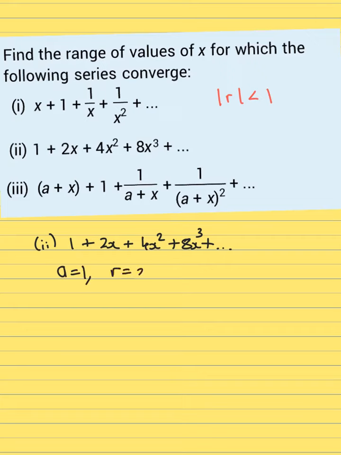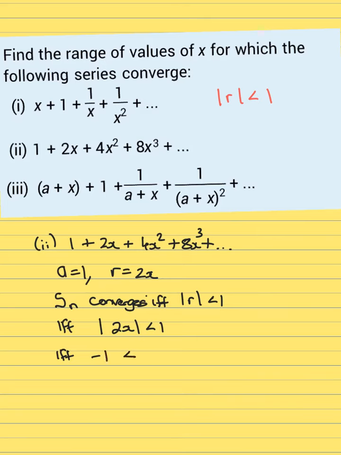So in the series in part 2, 1 plus 2x plus 4x squared and so on, a is 1, the common ratio is 2x, so Sn will converge if and only if the absolute value of the common ratio is less than 1. It's like getting a sum to infinity. That's what converges means, that you can get the sum to infinity.